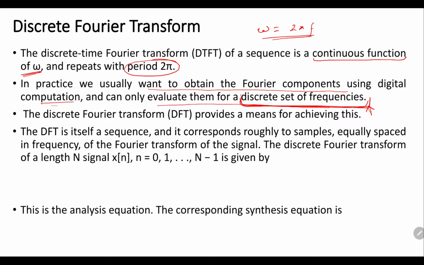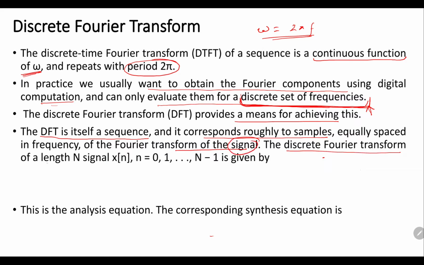The discrete Fourier transform is itself a sequence, and it corresponds roughly to samples. As I have told you, it is a sequence that corresponds roughly to samples which are equally spaced in frequency, samples of the Fourier transform of the signal.